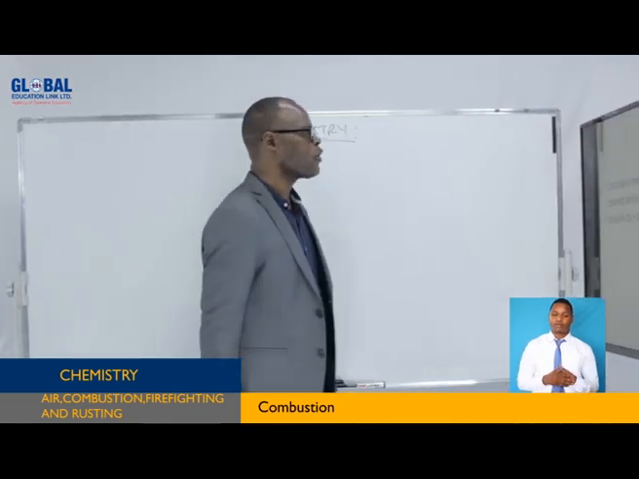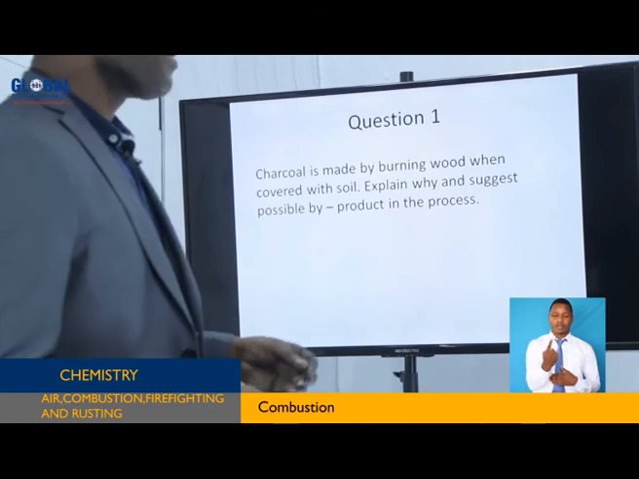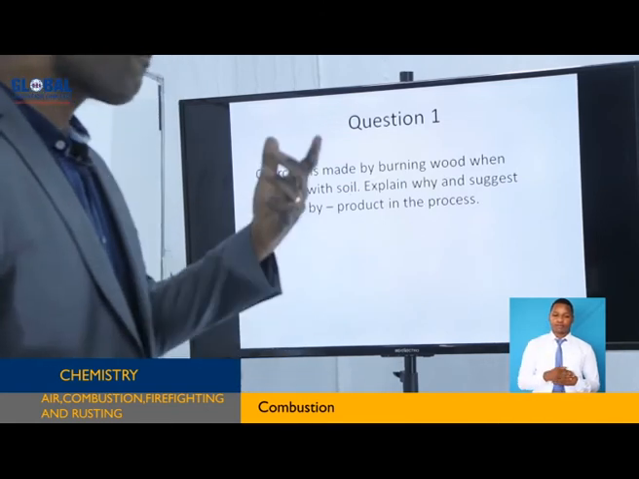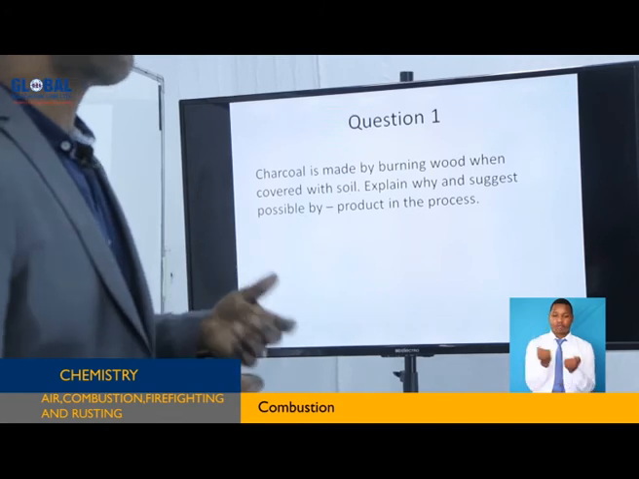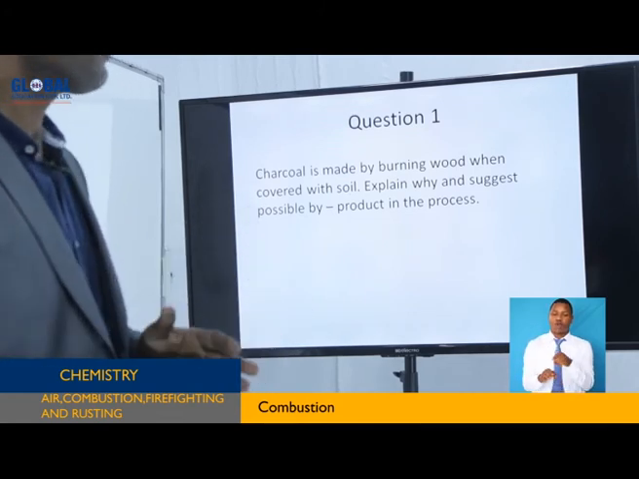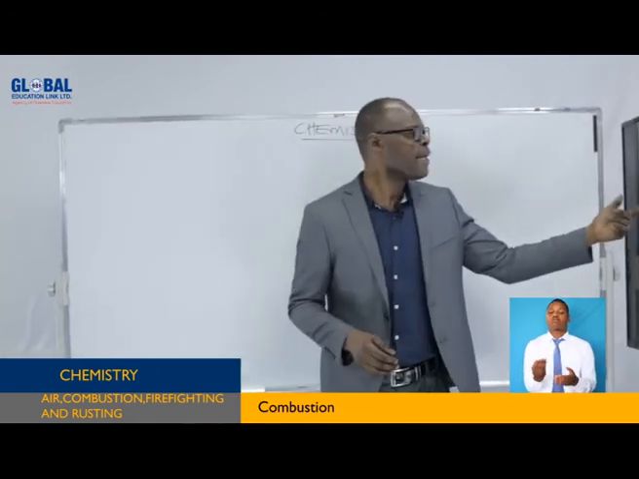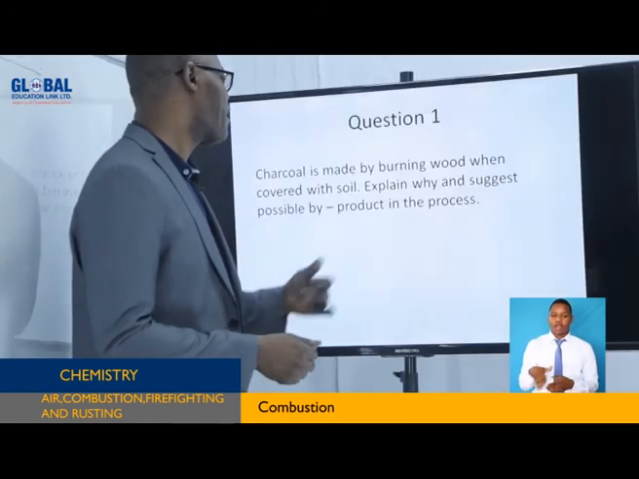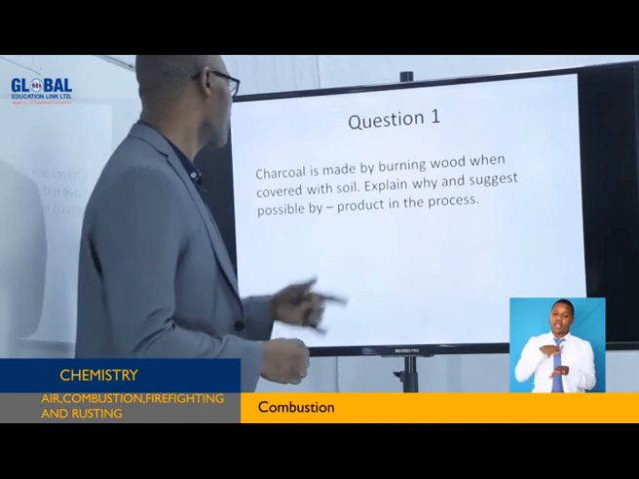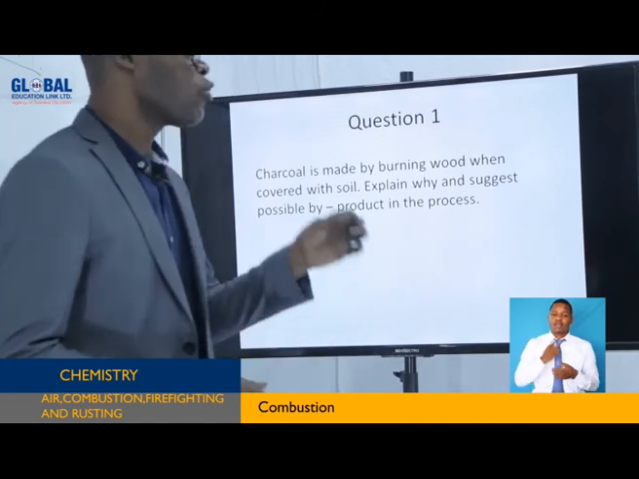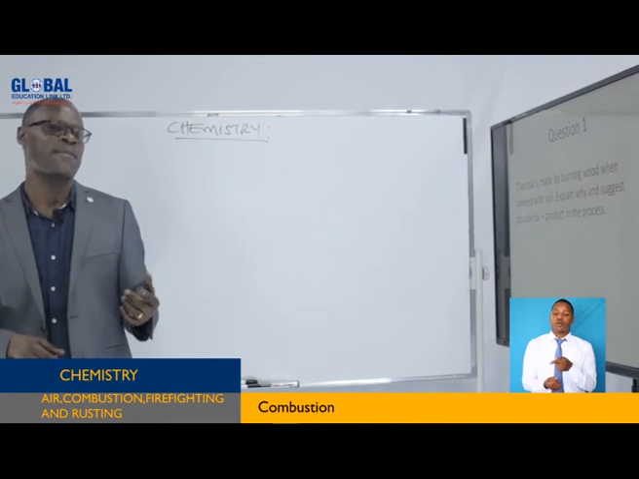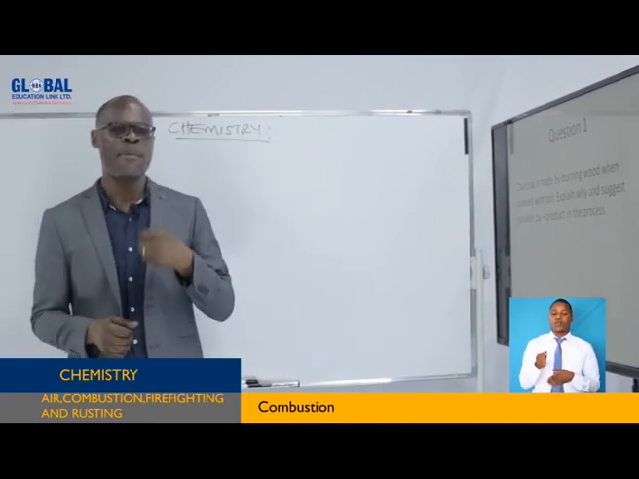Welcome. Our first question is saying, charcoal is made by burning wood when covered with soil. Explain why and suggest a possible byproduct in the process. Now, students, when we are talking about combustion, especially in the introduction, we talk about combustion as the combination of a particular substance with oxygen. Now, when you say you are burning wood when covered with soil, what we are trying to do is limit the amount of air entering into the wood. The question is, why are we doing this? After doing it, what are the byproducts?